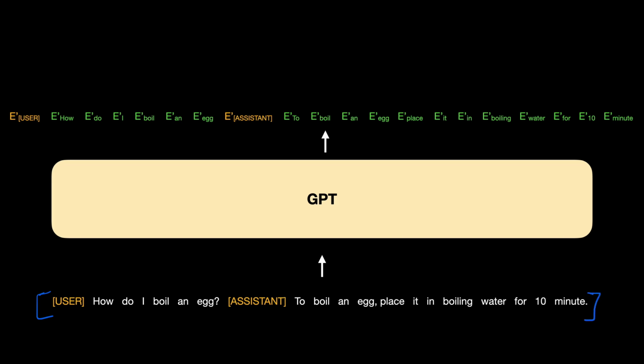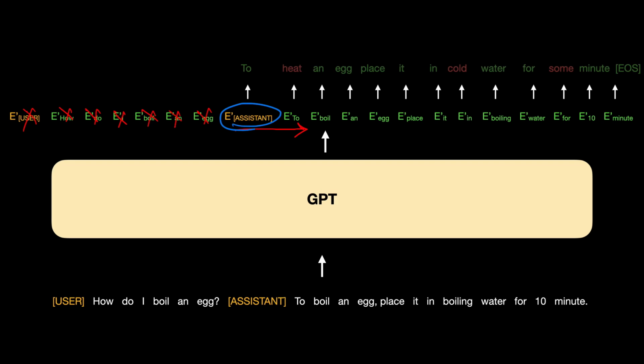And remember, GPT generates the same number of context vectors in the output as the number of tokens it has in the input. The context vectors for all the tokens up until the assistant token are discarded. And we use the context vectors from the assistant token onwards to make the predictions. The first prediction is made using the assistant token's context vector. This prediction is made using the linear plus softmax layer that I had mentioned in the inference stage. All the predictions are made in a single forward pass.